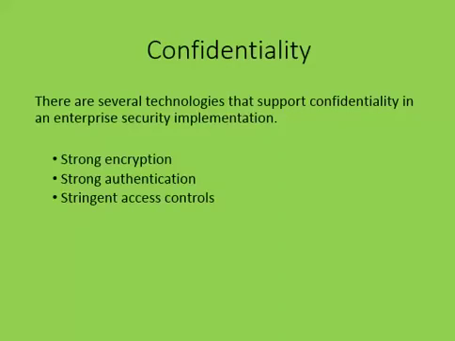There are several technologies that support confidentiality in an enterprise security implementation. They are strong encryption, where data is encrypted between the source and destination, and people with the correct key can unencrypt or decrypt the data. Strong authentication. There are many ways of providing authentication, such as passwords, biometric devices, security tokens, etc. And stringent access controls, such as access control lists.